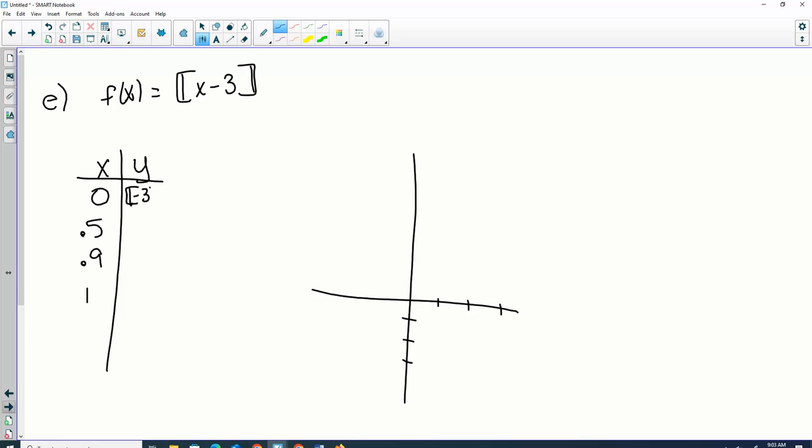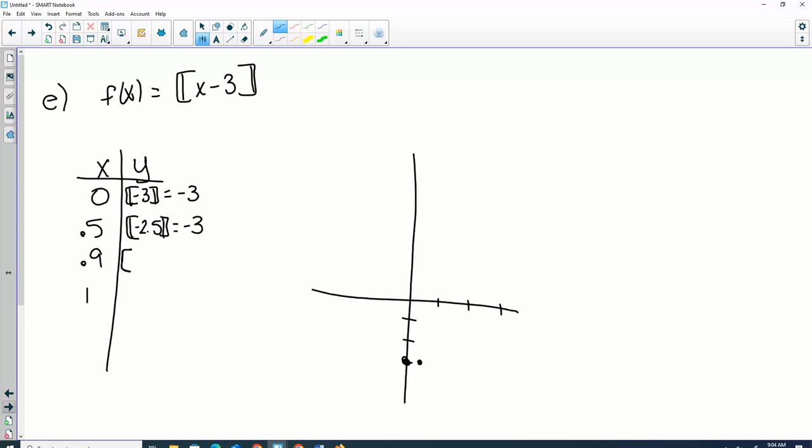Well, negative 3 is an integer, isn't it? So if it is an integer, we just get that number out. So (0, negative 3), we got that number out. So it is a closed circle. It is an actual point on my graph. If I put in 0.5, 0.5 minus 3 is negative 2.5. What is the greatest integer of negative 2.5? Negative 3. So when I put in 0.5, I'm still getting out negative 3.